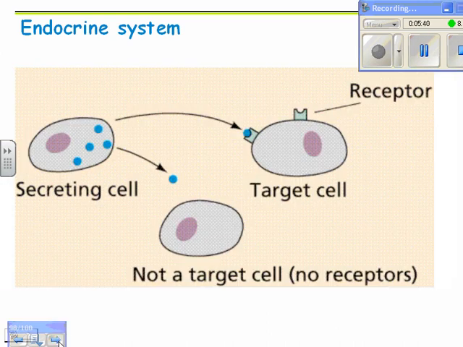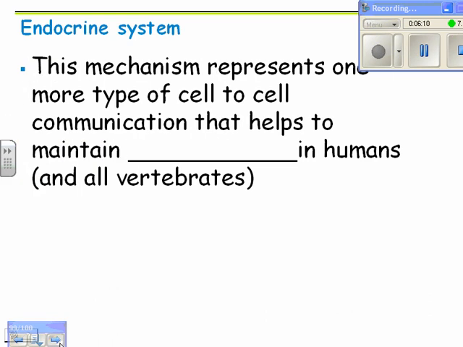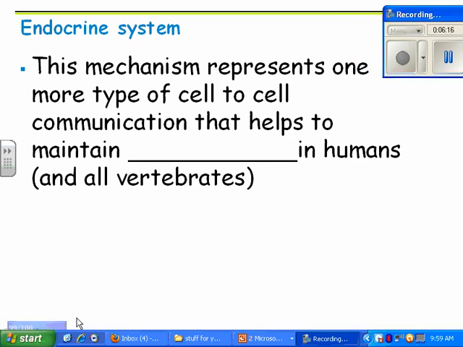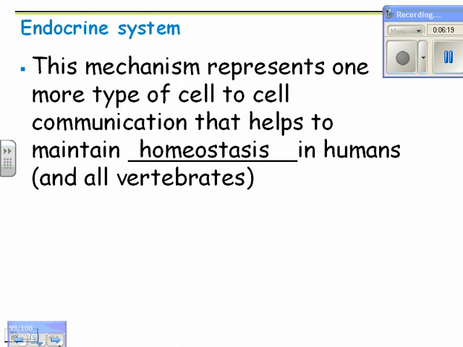Here's an example of that. Here is a cell in the body that's not a target cell. The reason it's not a target cell is it does not have these receptors. So the insulin can come over and touch the different parts of the cell, but it doesn't attach to any receptors. So this one is not affected at all by the insulin. Whereas this one is a target cell, because it has this receptor. That receptor fits perfectly with the hormone, and the hormone affects it, tells it what to do. This mechanism represents one more type of cell-to-cell communication that helps to maintain homeostasis in humans and in all vertebrates, actually.